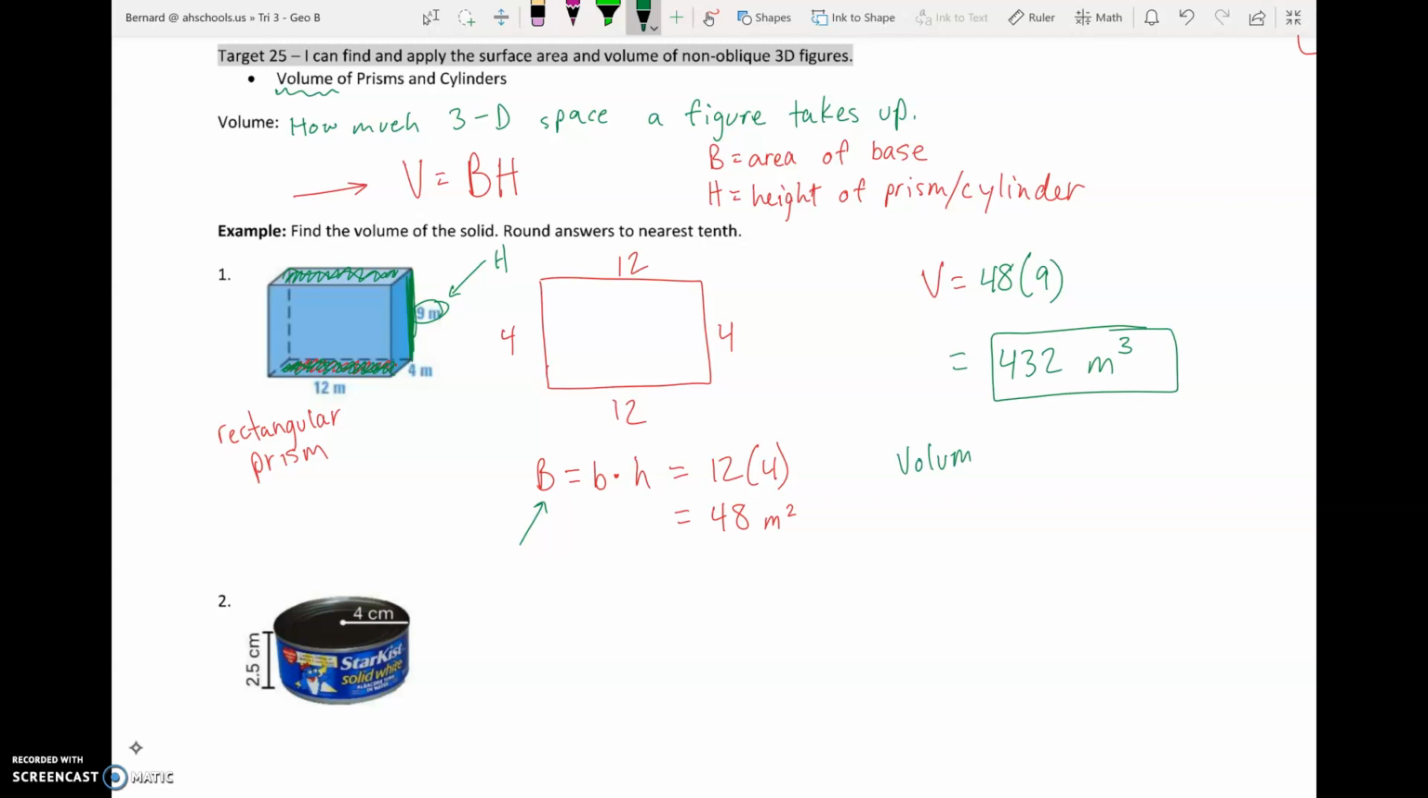Volume has cubic units. So we are raising volume units to the third power. So let's just keep that in mind. All right, and that's the whole problem.